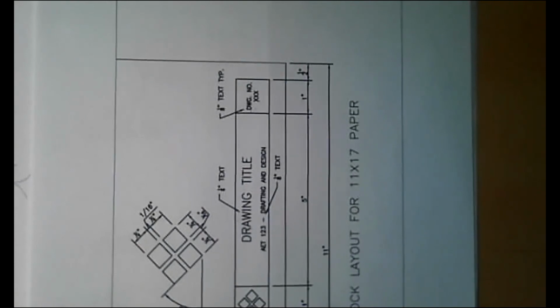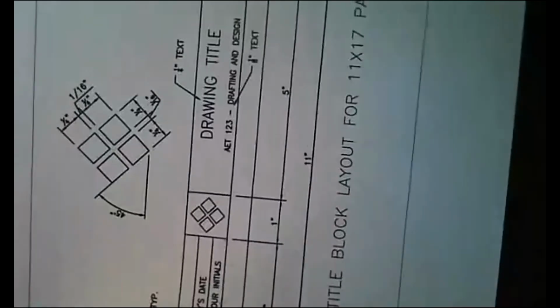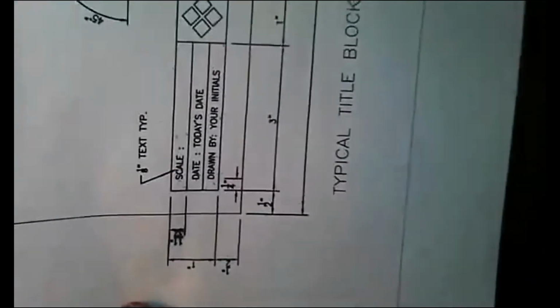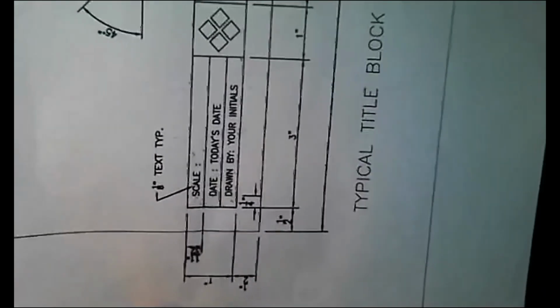Okie dokie. The last thing that we're going to do for this evening is lay out the guidelines for the text of the title block. So you have your example, just like we did last time.